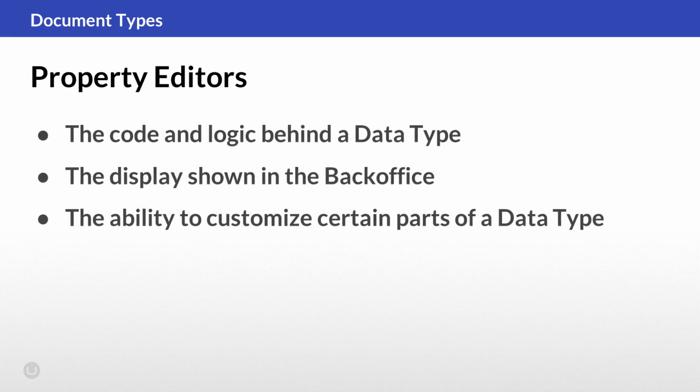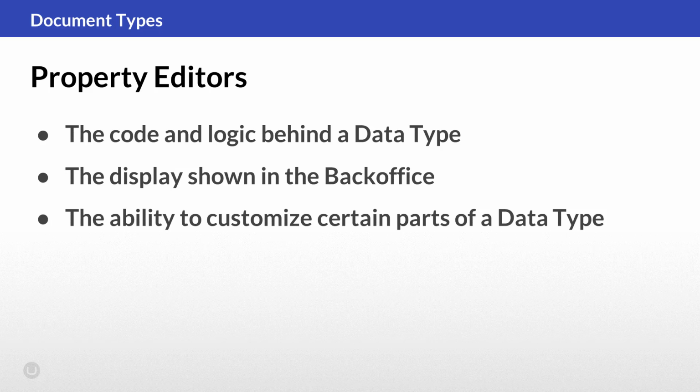With that in mind, let's define what a property editor is. The simplest way to define it, it's the code and logic behind a data type. It's the display shown in the back office. Finally, it's the ability to customize certain parts of a data type. If you want to know more about custom property editors, we have an entire chapter on defining, creating, and working with them. I know that distinguishing between these three terms can be a bit confusing.